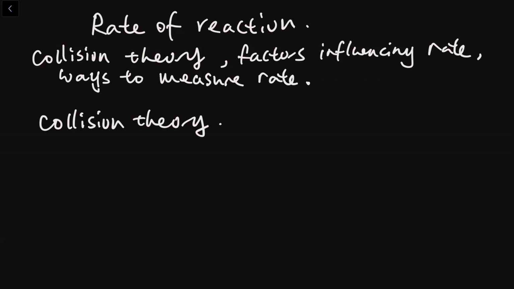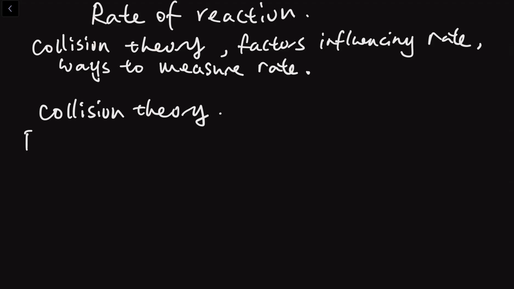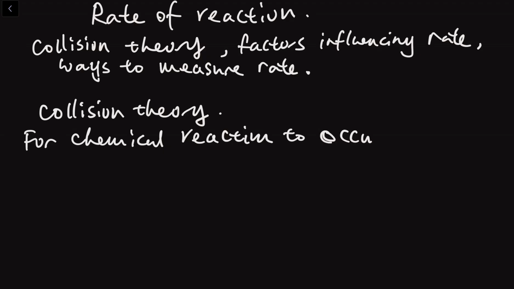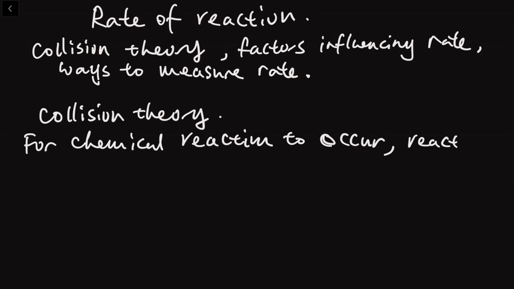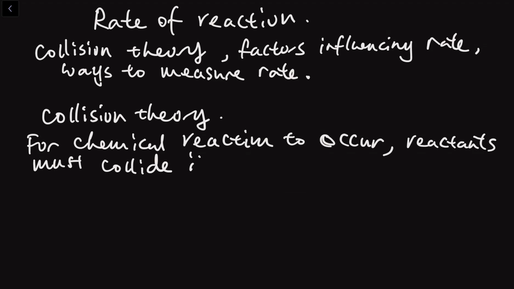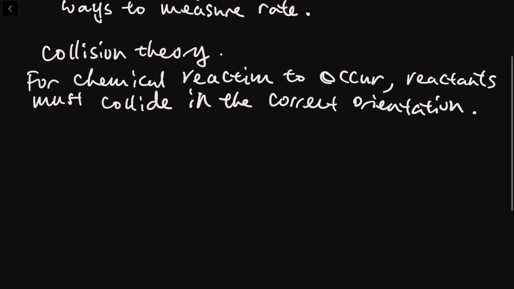So what is collision theory? Well, for a chemical reaction to occur, reactants must collide in the correct orientation. So let's have a look at one example. The reaction between hydrogen gas and chlorine gas to produce hydrogen chloride.